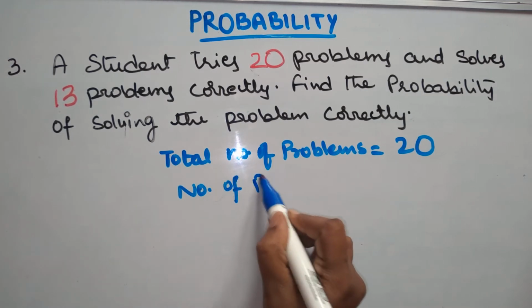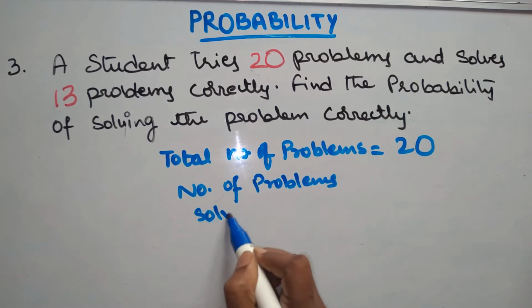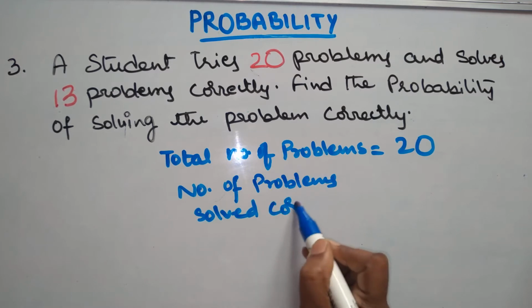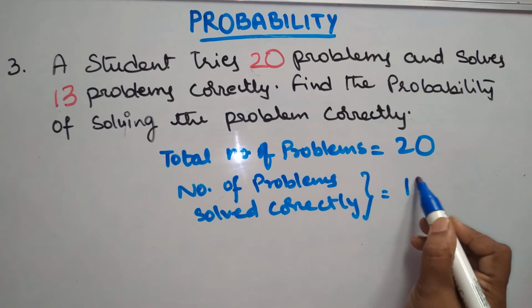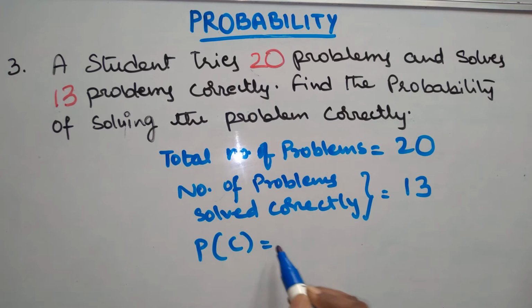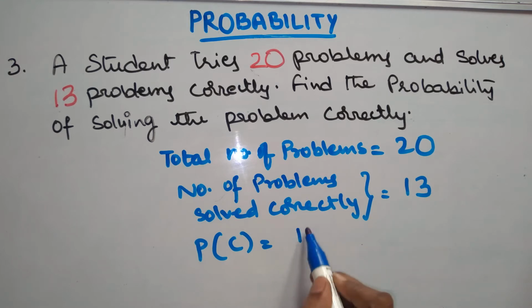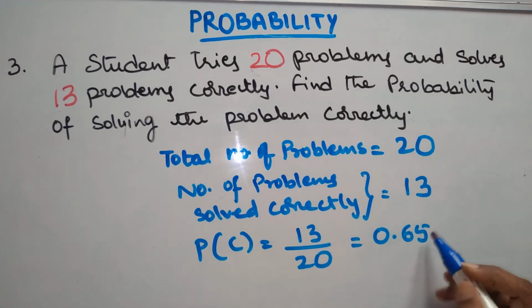Number of problems solved correctly. How many problems did he solve correctly? 13. So the probability of solving the problems in a correct way is, say, P of C. That is equal to 13 by the total number of problems, 20. That equals 0.65. This is the probability. That's it. So simple.